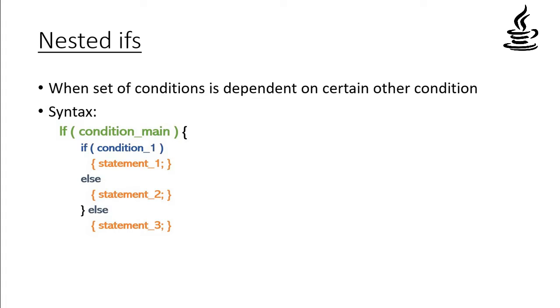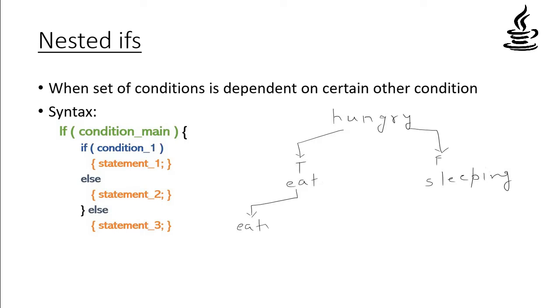So for example, if we take our previous condition of hungry, then previously we were checking whether we are hungry or not. So we used to write hungry, and if hungry is true, then we were eating something, and if it is false, then we were sleeping. But let's say if we are hungry and we want to eat something, then we will check if there is any food in the house or not. So if there is something to eat, let's say any solid food, then we will say eating solid food.